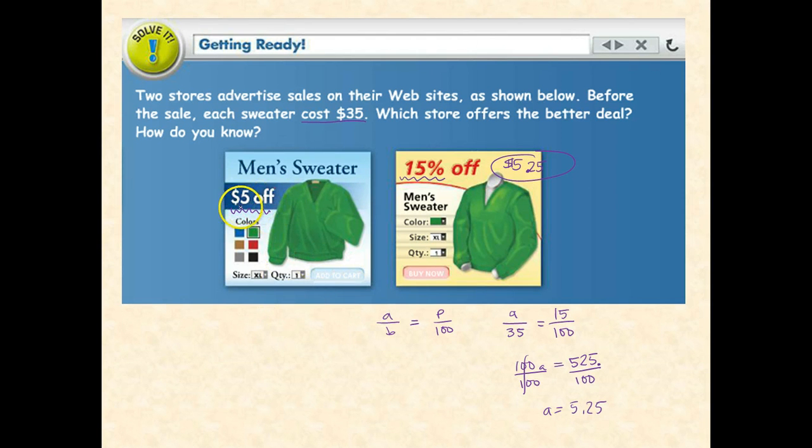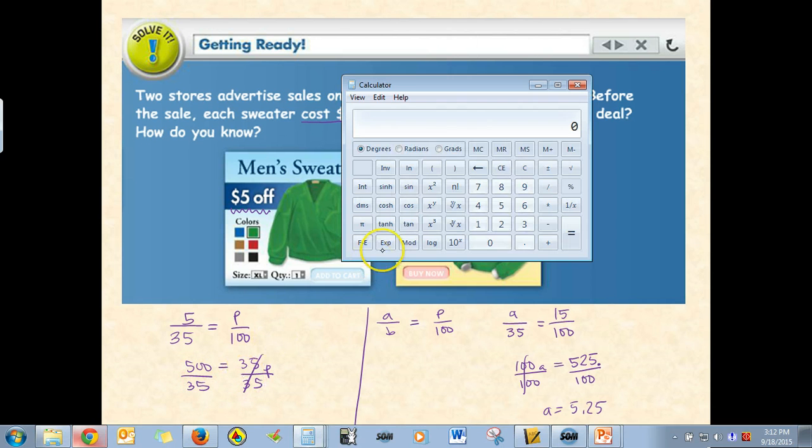We could have also said, well, what percent is $5 off? We could have said $5 out of $35 is what percent out of 100? And then I would have said, well, 5 times 100 is 500. 35 times P is 35P. Divide both sides by 35, and you get 500 divided by 35 equals 14 point approximately 3.